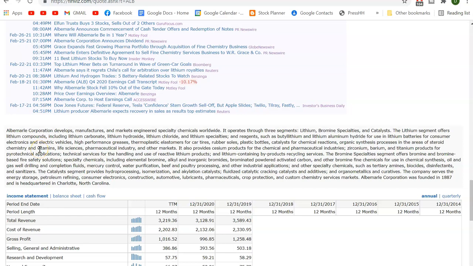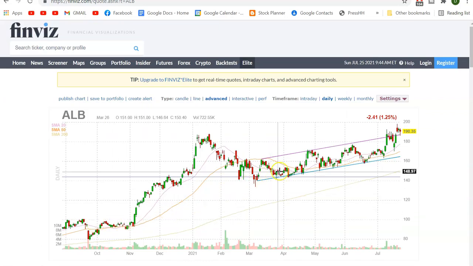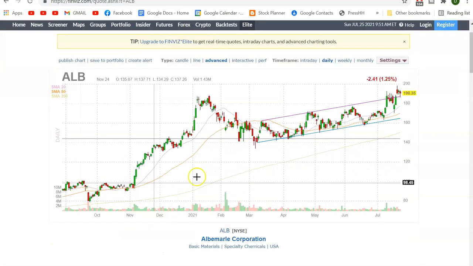Going to FinViz, which is a free tool, we asked ourselves, what is Albemarle? And what it is, is a chemical company. And why we're interested in it is lithium, batteries. Long term, I think this company is a very, very good company. And this decade, you can count on Albemarle to grow in price and grow in profit. It's not doing too bad right at the moment. Well, the chart pattern looks very, very good.